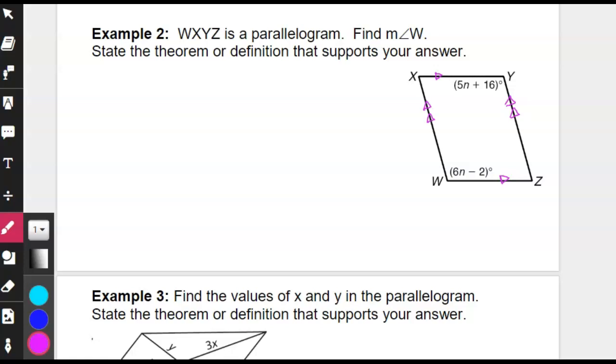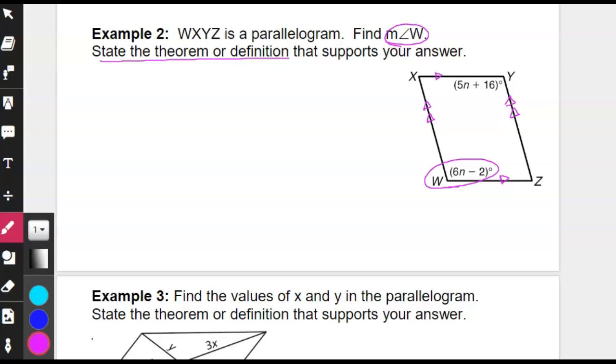Find the measure of angle W. So this is what I'm finding. State the theorem or definition that supports your answer. So I need the measure of angle W, and I need to state the theorem or definition that supports my answer. I can't just throw an equation down there and say, hey, this is my answer. I need to have support, kind of like if we're doing a proof.